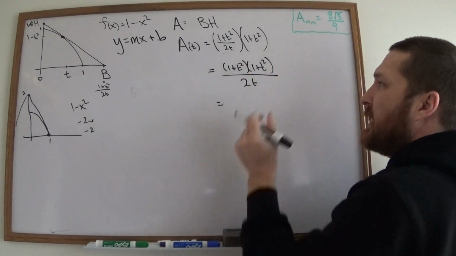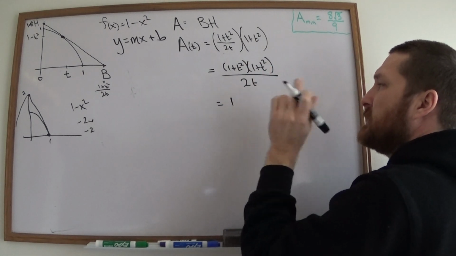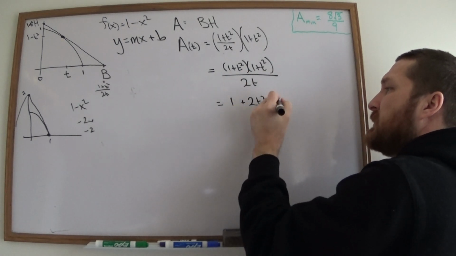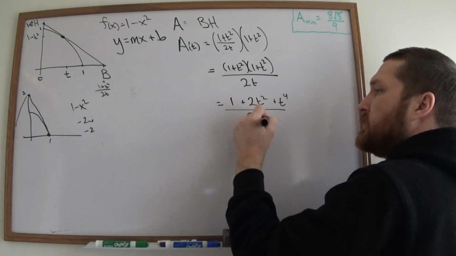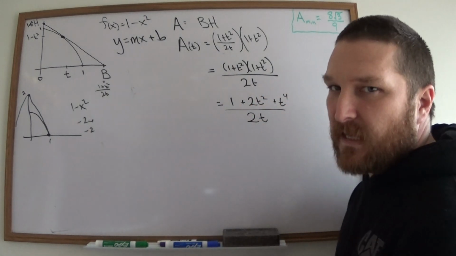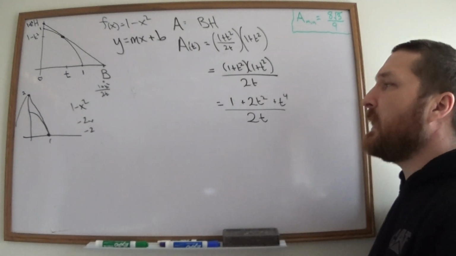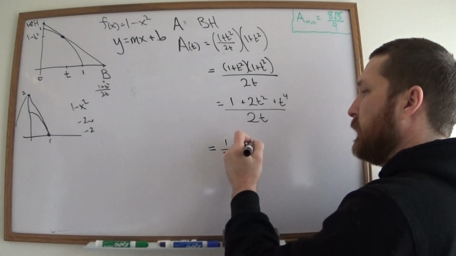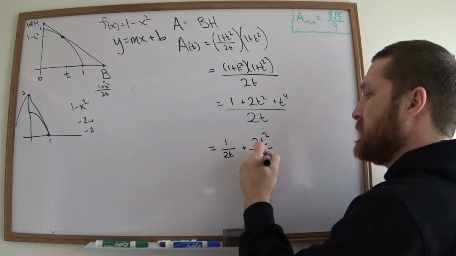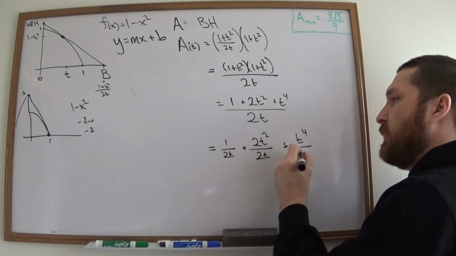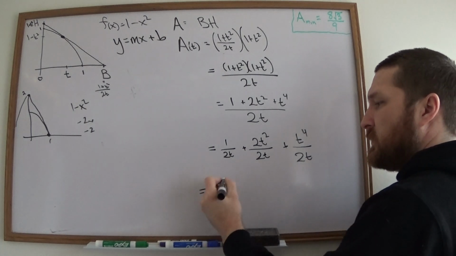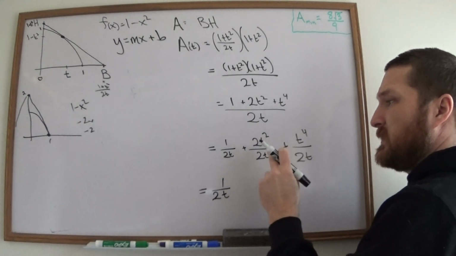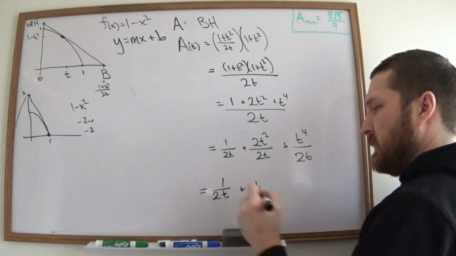First, outer, inner, last, that guy I get first. Outside is t squared. Inside is another t squared, so 2 t squareds. The last is t squared times t squared, which is t to the 4th, all over 2t. Again, I know I'm about to take a derivative, so why keep it like that? Why don't I break this up as 1 over 2t plus 2t squared over 2t plus t to the fourth over 2t, which is 1 over 2t. That's just t.